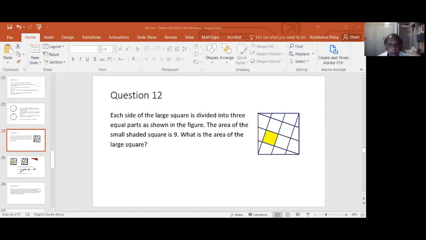All right, so the question is, you've got the area of the small square, and you want to find the area of the large square.